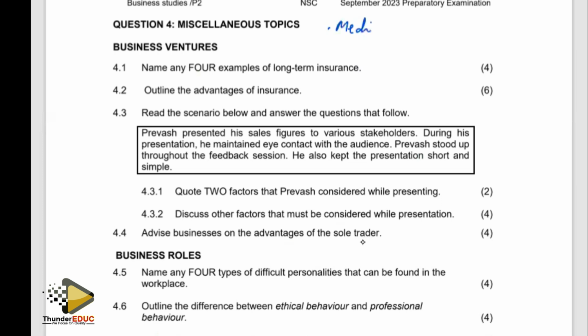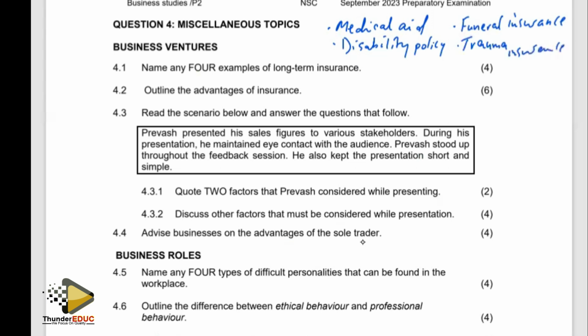So we are saying medical aid. You're also saying disability policy. Then we have funeral insurance, and we have trauma insurance. Okay, right. So now let's move on to 4.2.